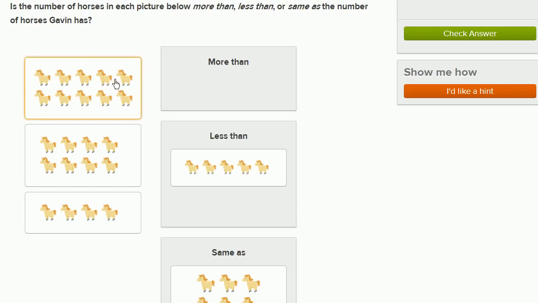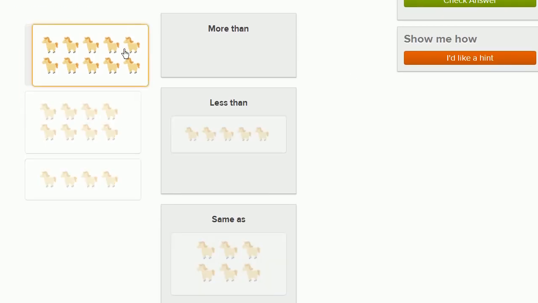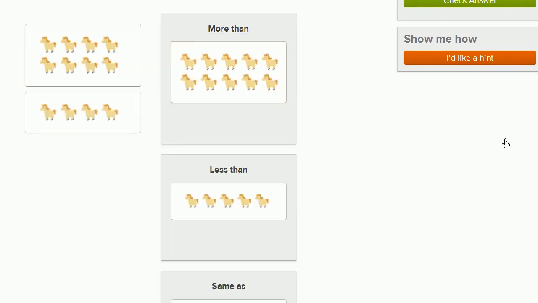Here, I can just look at this and see that there's more than 6, but we can count them. We have 1, 2, 3, 4, 5, and then another 5. That's going to be 10. Or we can say 1, 2, 3, 4, 5, 6, 7, 8, 9, 10. Well, 10 is more than 6, so we'll put it in the more than bucket.